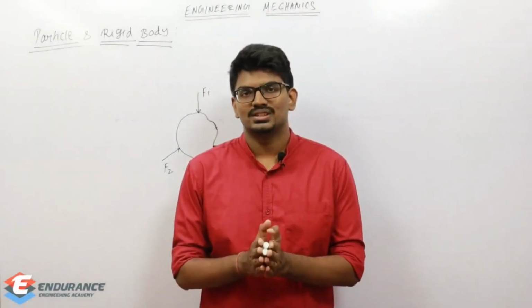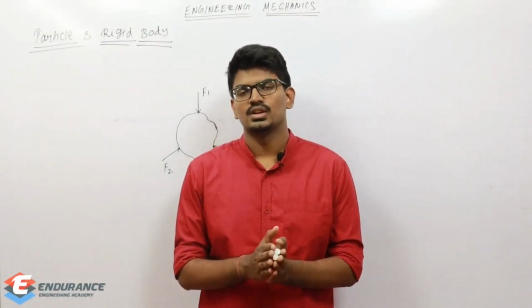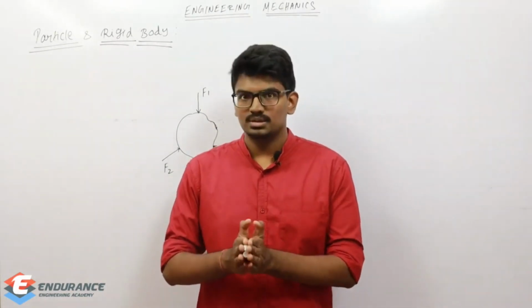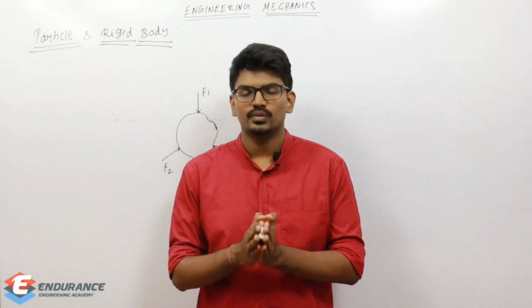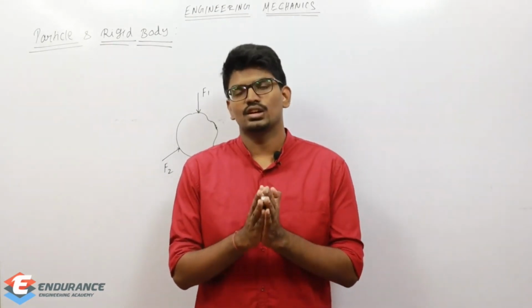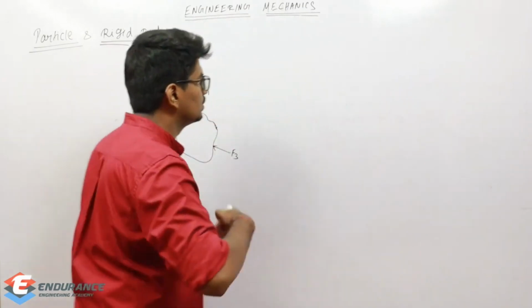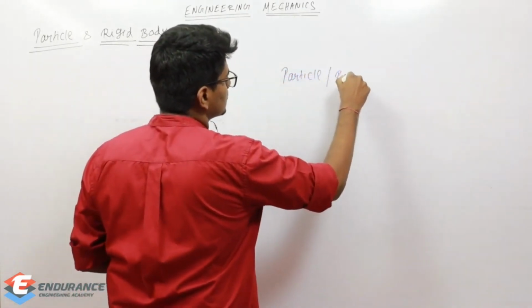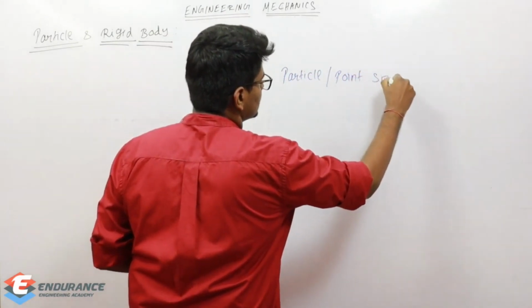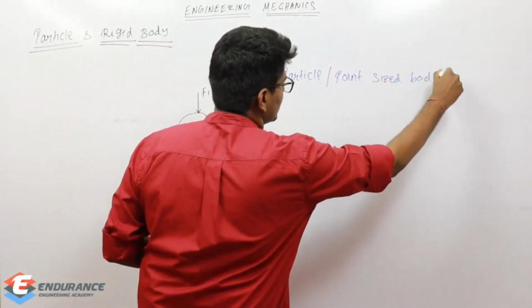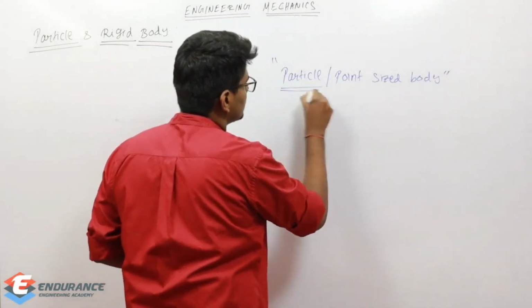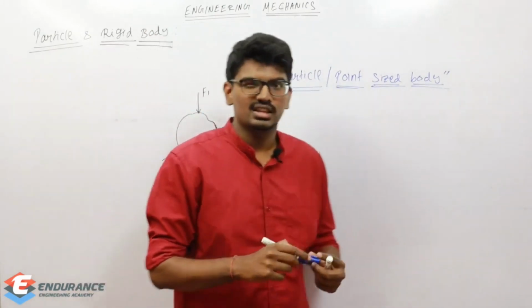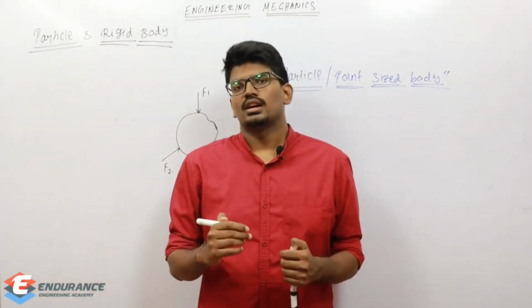Let us start with our first idealization or first assumption, which is particle. After discussing particle, we will jump into rigid bodies. So first, when can I call any body to be a particle, or in other words, a point sized body? When can I treat any body to be a particle or point sized body? That is the thing which we are going to identify now.